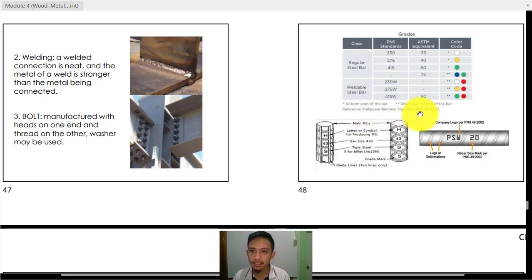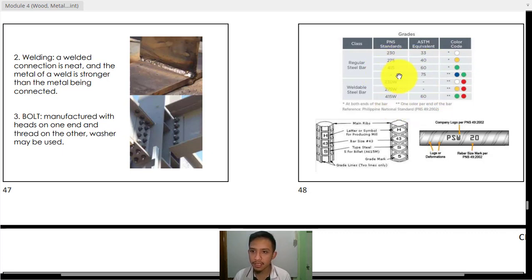In your PNS or Philippine National Standard, the strength is already stated. So 230 means that the strength of that is 230 megapascal. 415 strength is for 415 megapascal. For ASTM, that is on this type of numbering, okay, the grading is done on the numbering. Grade 33 is equivalent to 230 megapascal. So that is the meaning of that. Grade 40 is 275 megapascal. Grade 60 is 415, and so on and so forth.